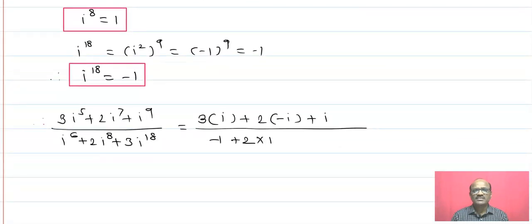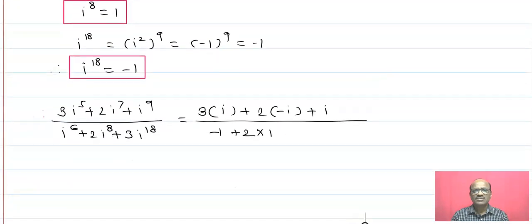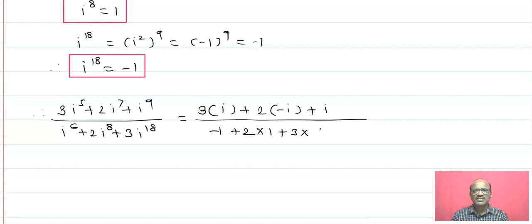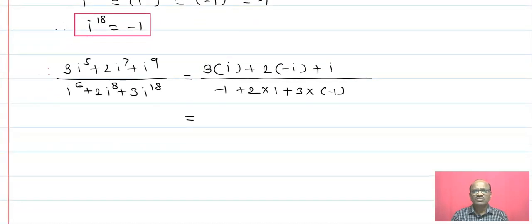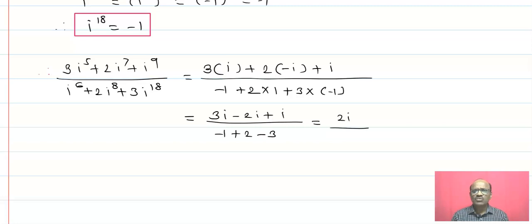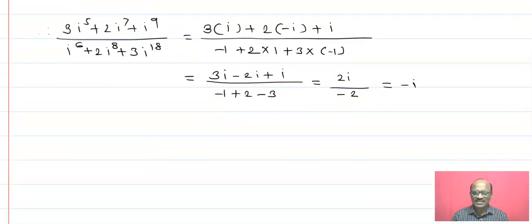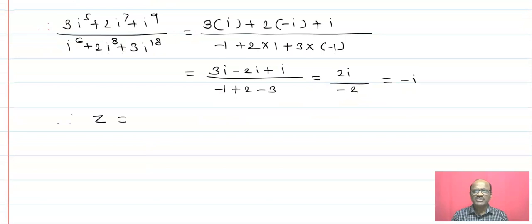2i raised to 8 is 1. That is 2 into 1, plus 3 into i raised to 18, 3 into minus 1. That is 3i minus 2i plus i upon minus 1, plus 2 minus 3. And overall you are getting 2i upon minus 2, and that is minus i. And hence the expression a plus ib is equal to 0 minus i. That's the answer.